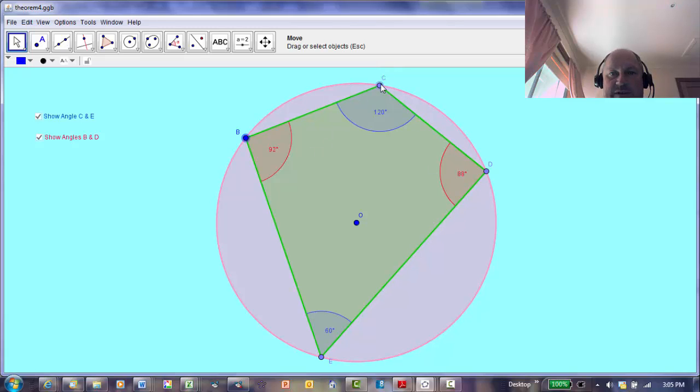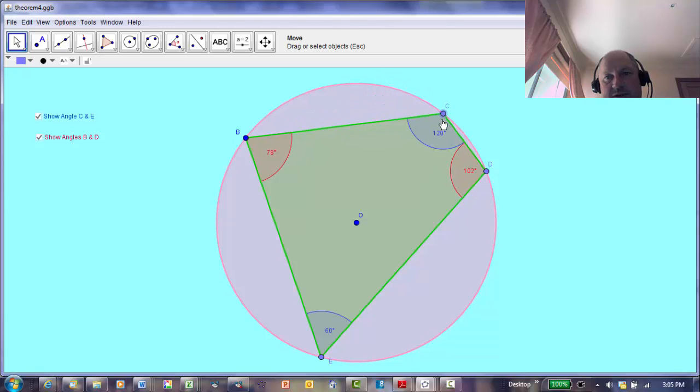If I move point C around, you can see that angle D and angle B change, but they are still supplementary, that is, they add up to 180 degrees. There you can see they're both 90 degrees. If I bring C right around to here, 104 and 76 add up to 180.